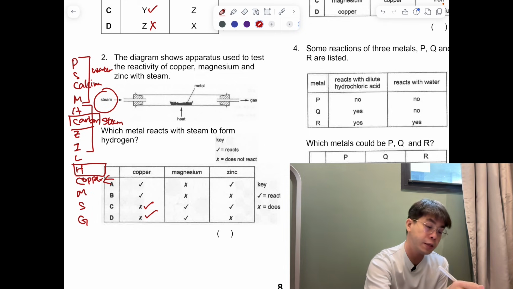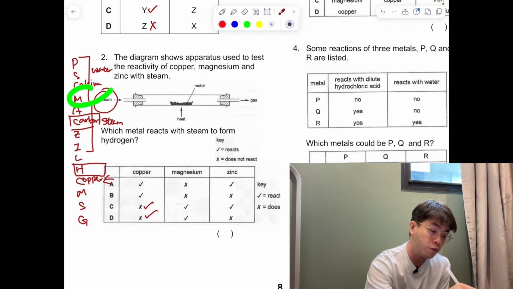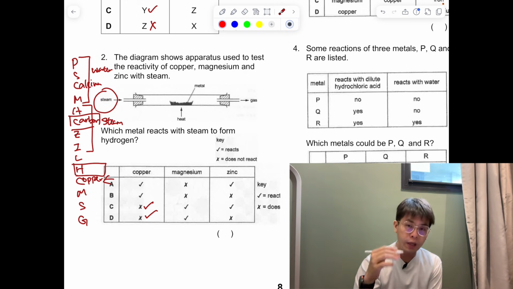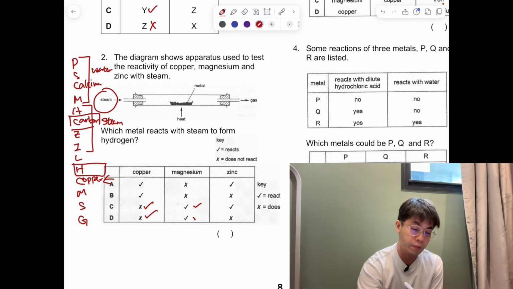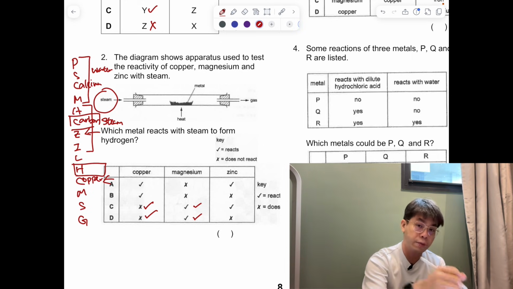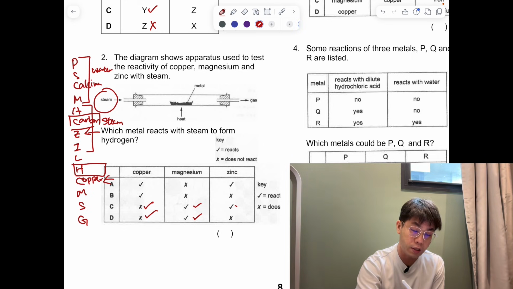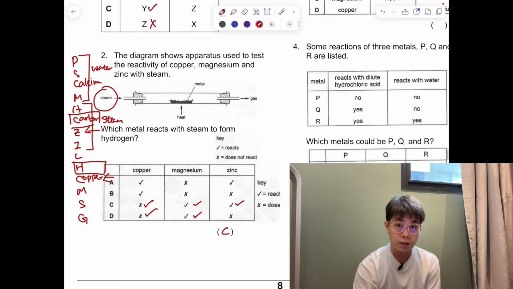Magnesium. Magnesium reacts with cold water, so if it reacts with cold water, it will also react with steam. Lastly, zinc. Zinc is found here, so zinc also reacts with steam, right? It's part of the 4, 4. So yes, it will react with steam. Therefore, the answer here would be C.